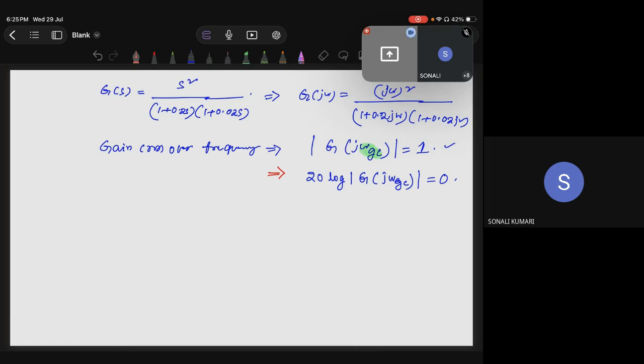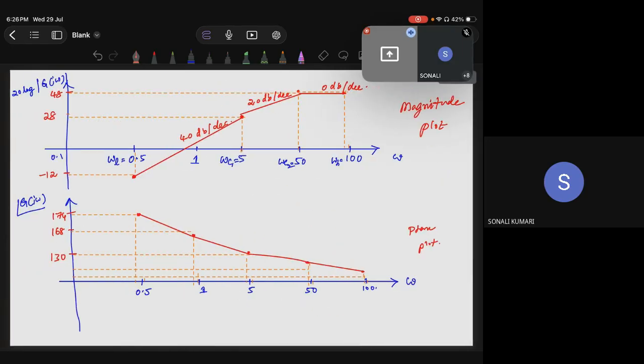Now you just need to check when this is becoming 0. Can you tell me at which frequency, in the magnitude plot, the magnitude is becoming 0? Can anyone tell me?